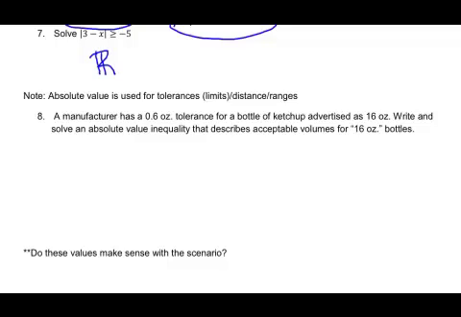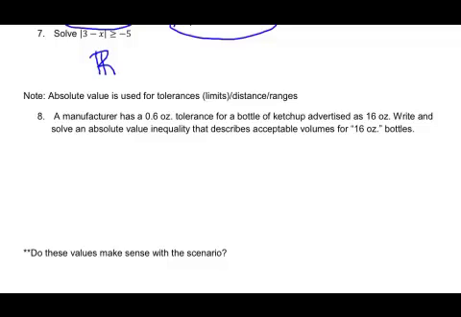Absolute values can be used in word problems as well when we are looking at tolerances, which would be limits, distance, ranges, anything that has some kind of limit or ranges. We're going to use absolute value or inequalities. So number 8 says a manufacturer has a 0.6 ounce tolerance per bottle of ketchup, advertised as 16 ounces. Write and solve an absolute value inequality that describes acceptable volumes for 16 ounce bottles.